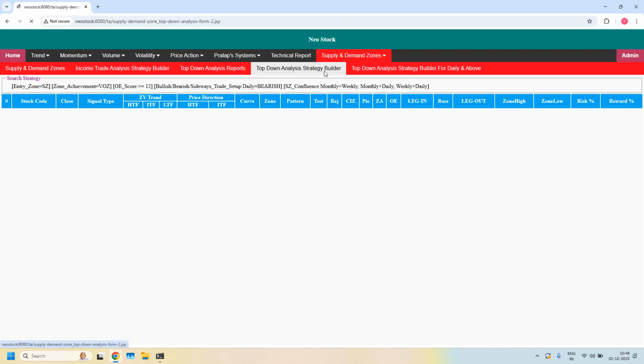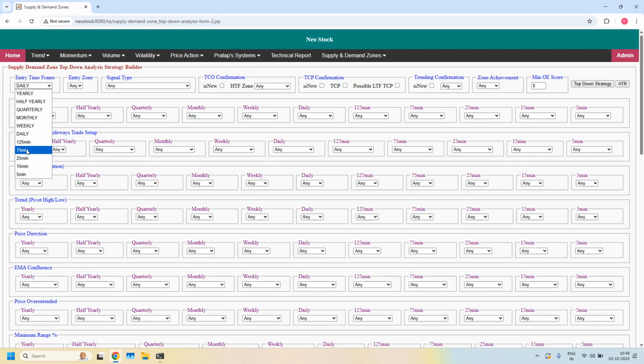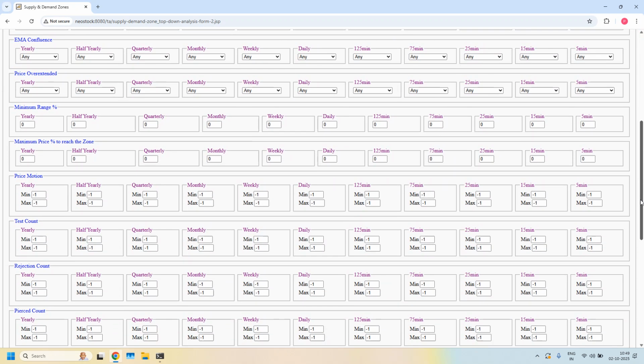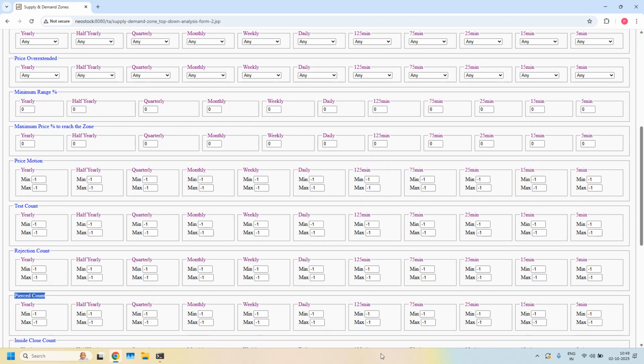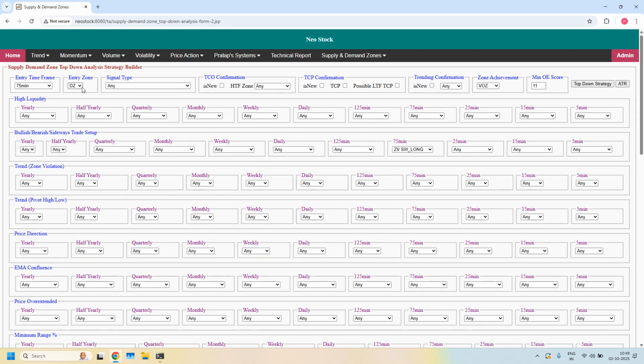Next, weekly income trade, sideways long trade setup. Entry time frame 75 minutes, entry is on demand zone, 75 minutes sideways long, zone achievement VOZ, minimum order enhances score 11, and the 75 minutes demand zone should not be pierced. So in the pierced count at 75 minutes time frame, minimum value 0, maximum value 0. That means pierced count is 0. Pierced count 0 means the zone is not pierced.